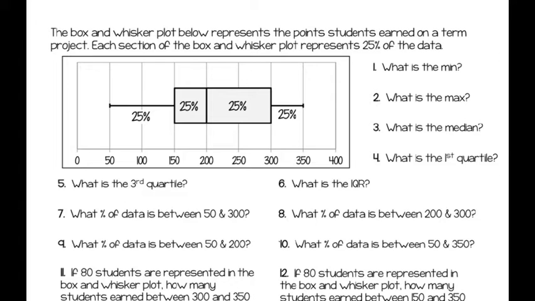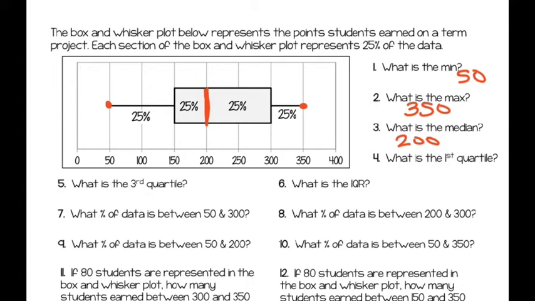If I look at my box and whisker plot, what is the min? That number right there is going to be my minimum. That's the lowest score anybody got on the project. What is the max? That's going to be 350. So nobody got higher than 350. What is the median? The median, remember, is this line that's in the box. It may not be in the center of the box, but it is in the center of the data. So that's going to be 200. That's quartile 2, but we usually just call it the median.